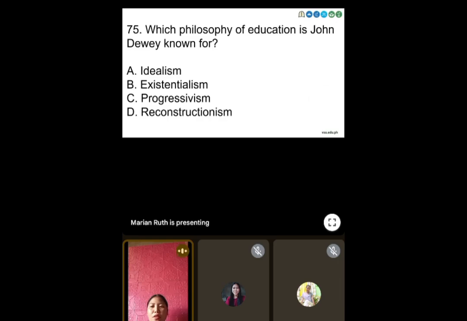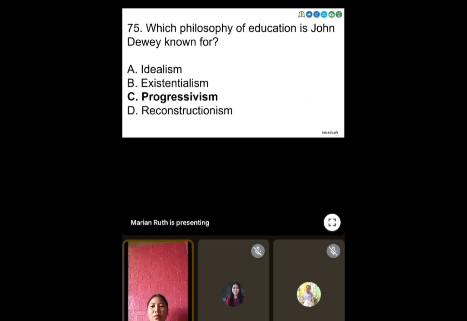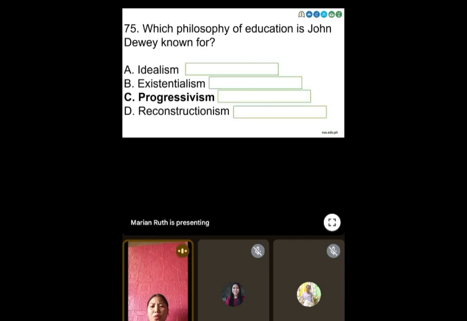The correct answer is letter C. Progressivism. So why progressivism? Because John Dewey is best known for progressivism, a philosophy emphasizing learning by doing, critical thinking, and problem solving in real world context. Why not letter A, which is idealism?